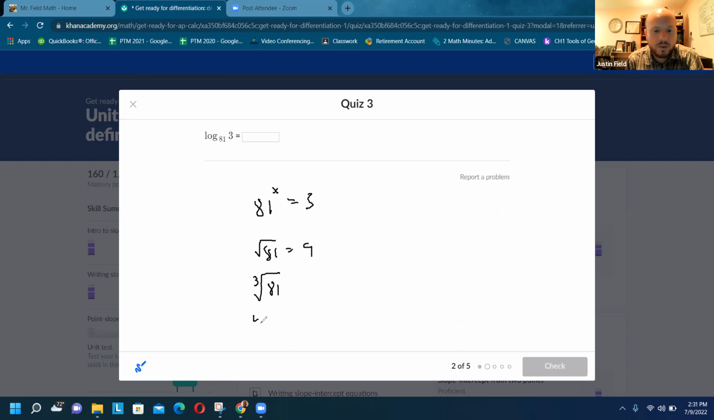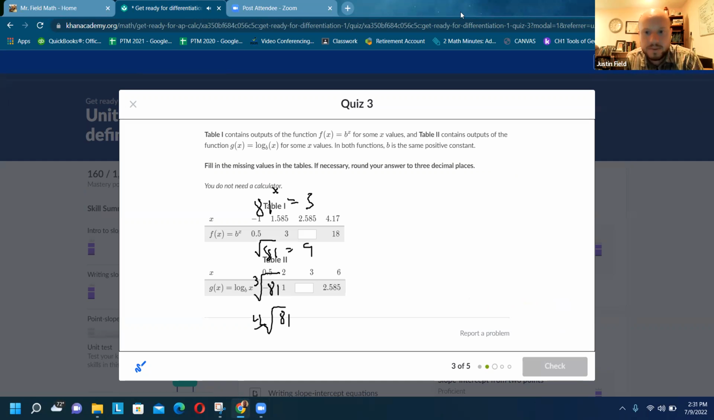no, I think what about the fourth root? Fourth root of 81? Is it true? Was 3 to the fourth power? I think 3 to the fourth power would be 81, because 27 times 3. Yeah, it'd be 81. So we can't put 4 because we're going backwards. It's going to be the fraction, 1/4.